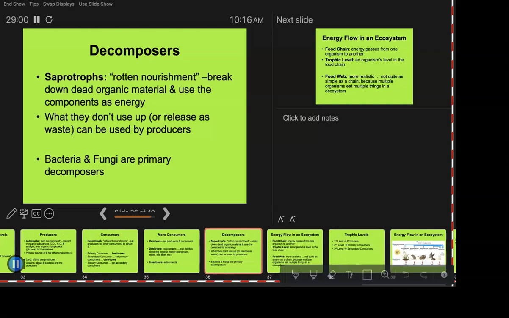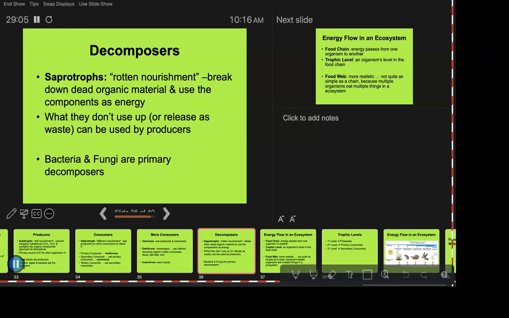All right, but decomposers really kick in and take it just as far as it can go. These are called saprotrophs, rotten nourishment. Sapro is a prefix that comes in along the lines of meaning rotting or decaying, dead. I think it's more in the dead. It's been a long time since I looked that one up. So dead nourishment, dead energy, rotting. So they're breaking down dead organic material and using those components as energy. They're really the last line there, as we said.